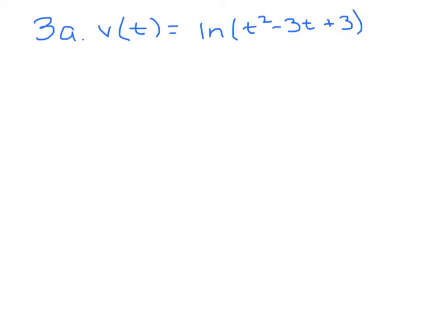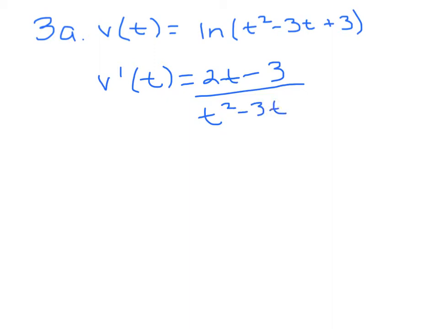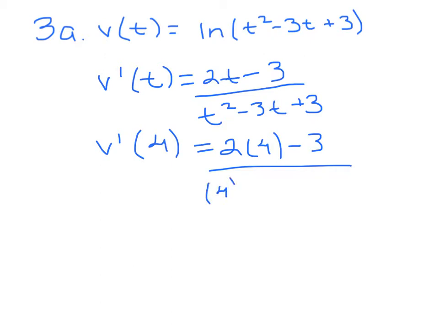To find the acceleration, we must first find the derivative of the velocity. That equals (2t minus 3) over (t squared minus 3t plus 3). Now to find it at t equals 4, we plug in 4 to the derivative of the velocity. After we do this, we get our answer, which is 5/7.